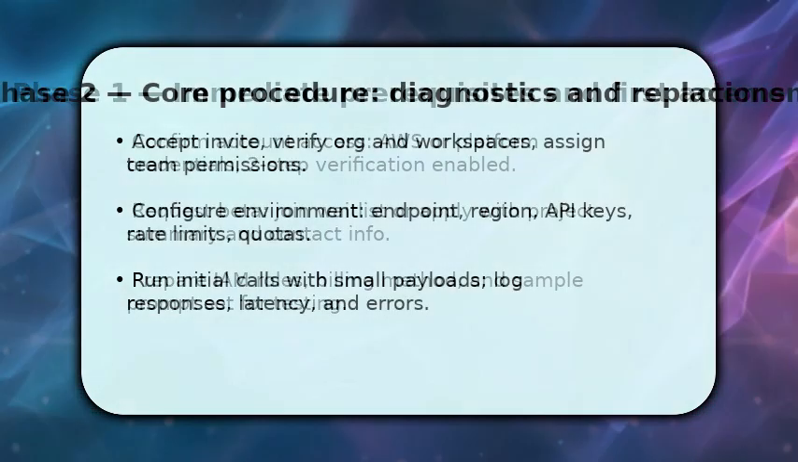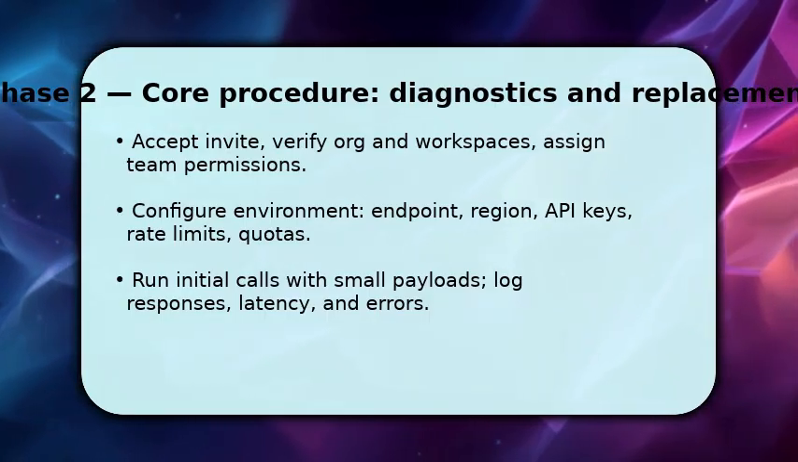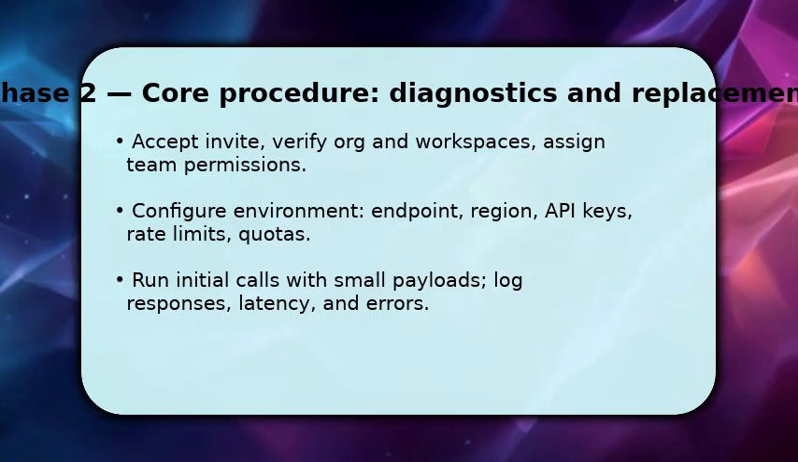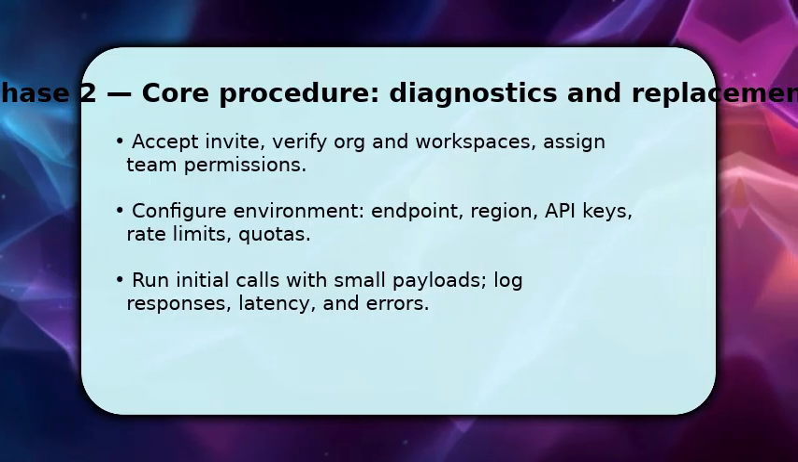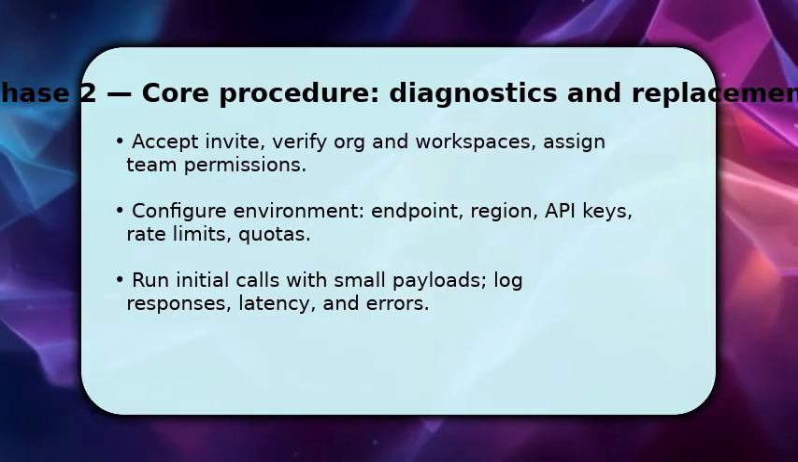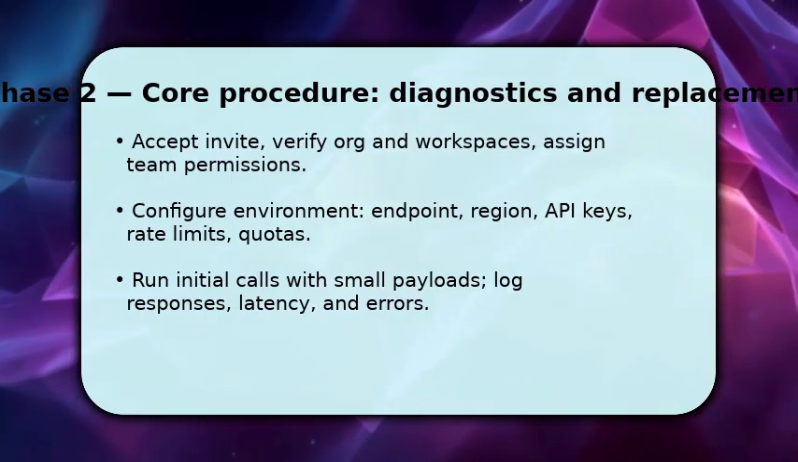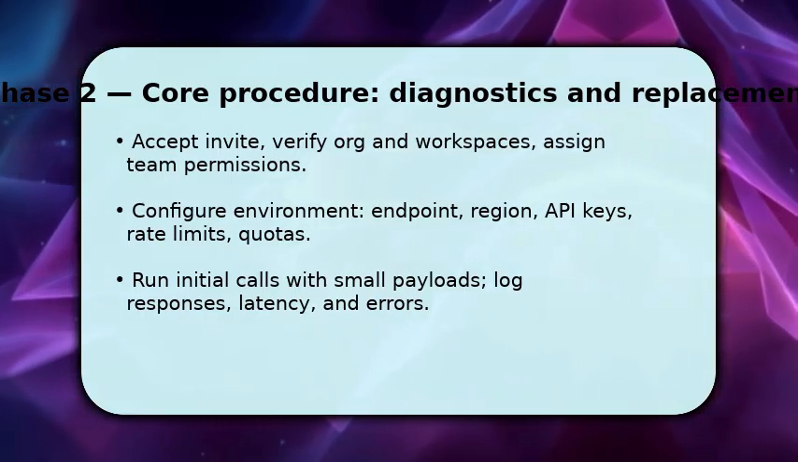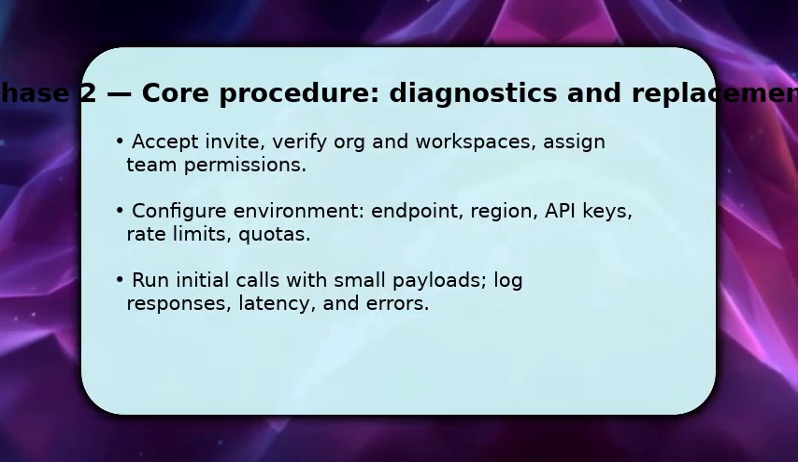Once you receive access, accept the invite and verify your organization, workspace, and user permissions so team members can collaborate. Then configure the environment. Set region and endpoint, generate API keys, set reasonable rate limits and quotas, and store secrets securely. Next, run controlled initial calls with small payloads, monitor response formats, latency, and error codes, and capture logs.